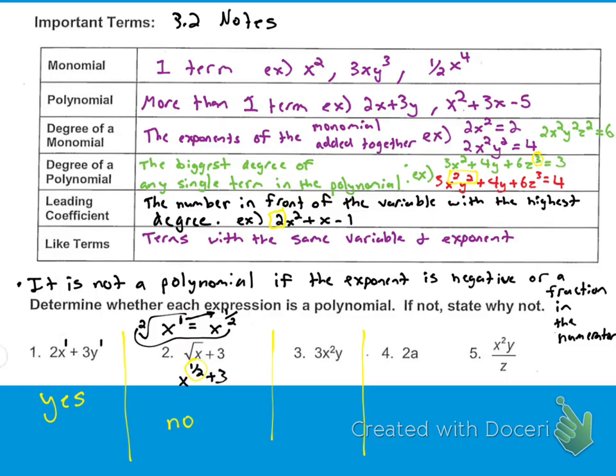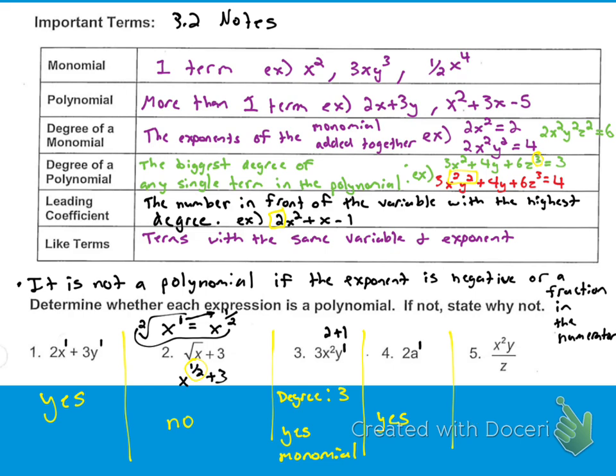Number 3, do you think that that is a polynomial? A monomial, so yes. Good. What would be the degree of that monomial? 3, good. 2 plus 1 gives you 3 there. Monomial is a type of polynomial, like binomial, trinomial. They all have their individual names. 4 is yes. Degree 1.